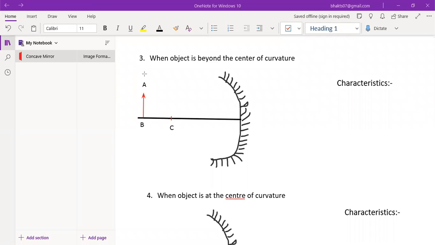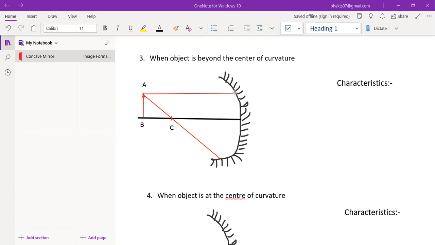Now coming to the third case, when object is beyond the center of curvature. So AB is the object as you can see and C is the center of curvature. So the object is placed beyond the center of curvature. Now this is the light ray hitting the mirror. This is another light ray that hits the mirror. Now let us see how they become after they get reflected.